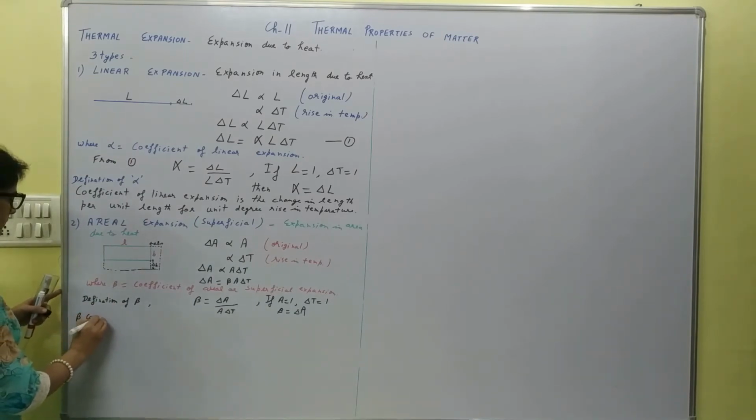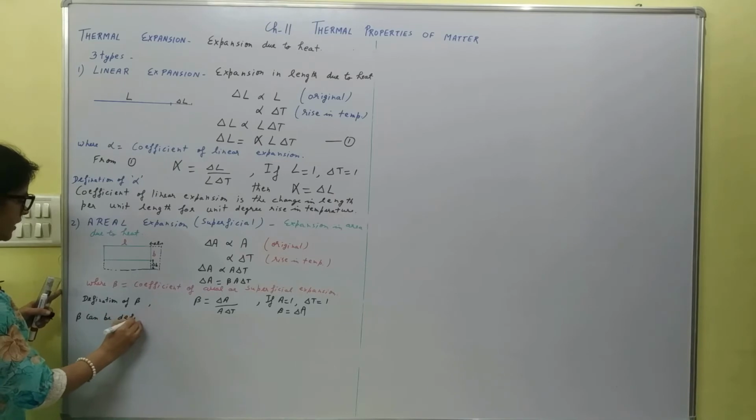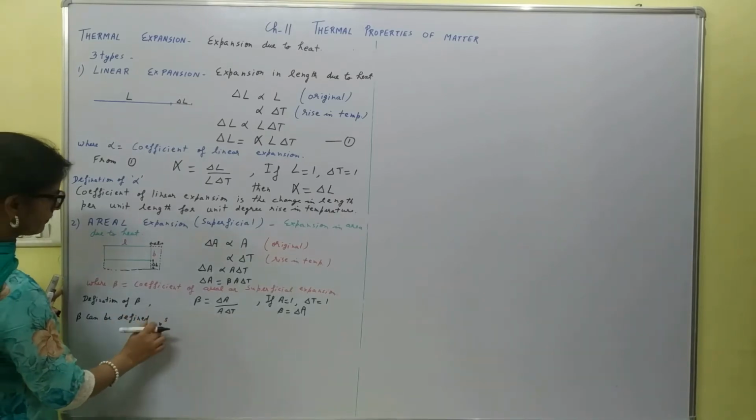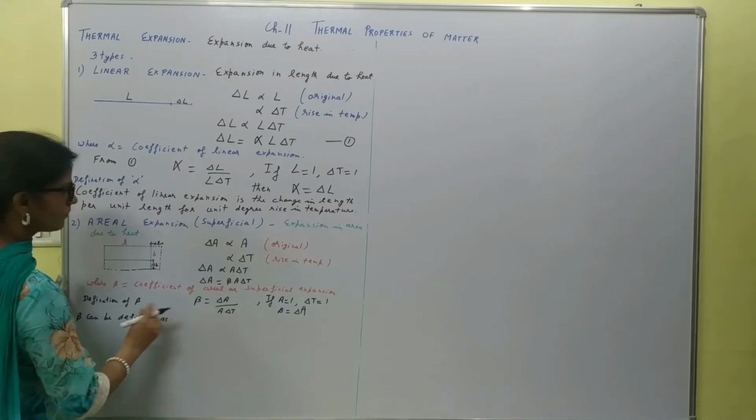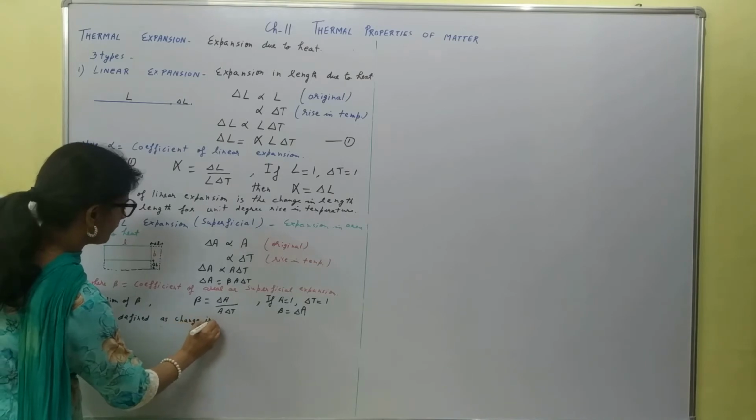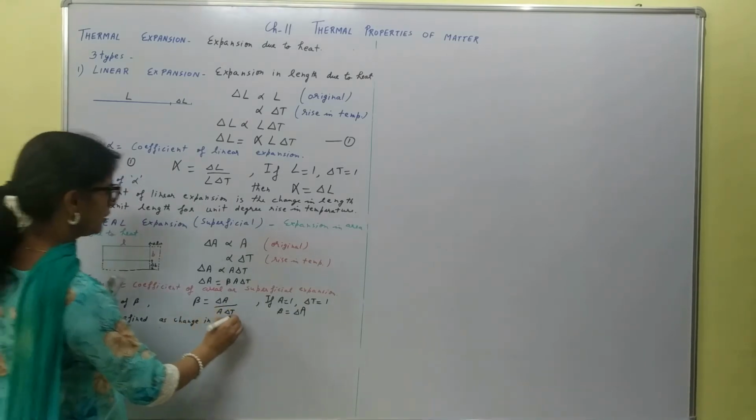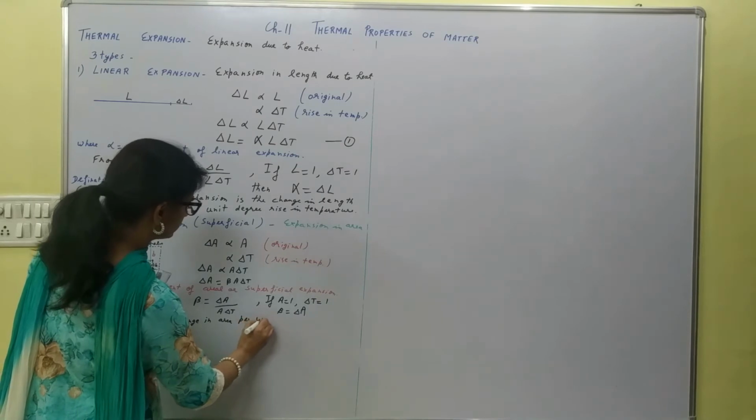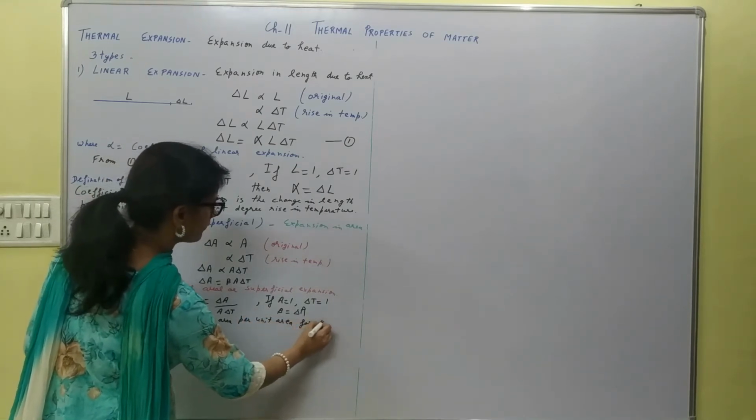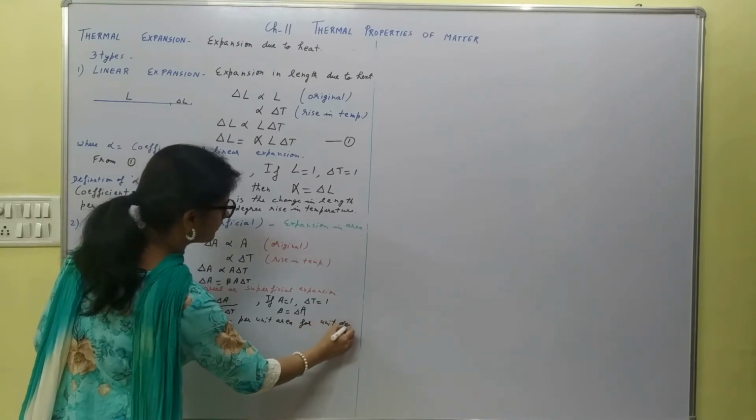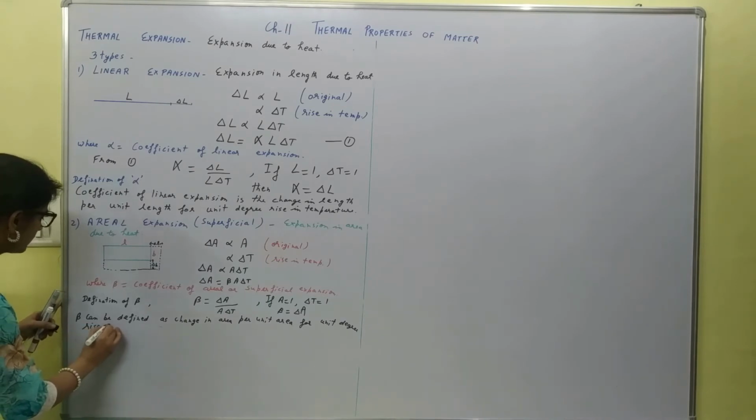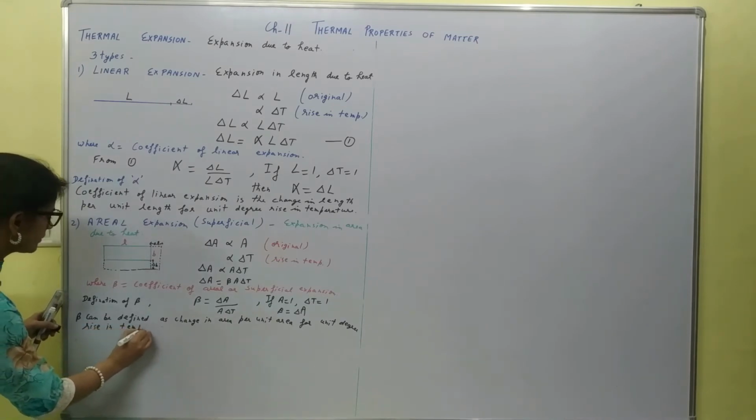So we can define it. Beta can be defined as the change in area per unit area for unit degree rise in temperature, right?